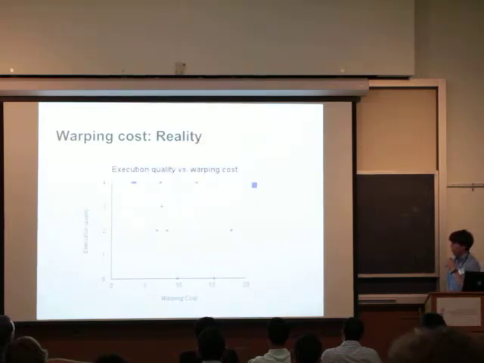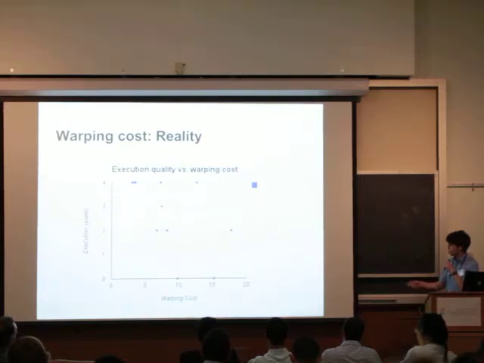However, when we run this on the actual robot, it's a slightly different story. You can see that if the warping cost is less than 5, then it always succeeds. There are clustered points there. But if the warping cost is greater than 5, it's more random how the robot actually performs.